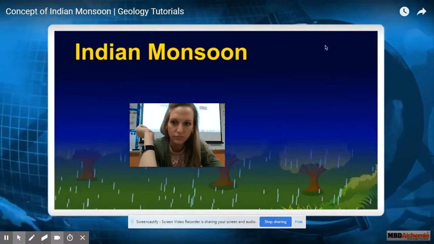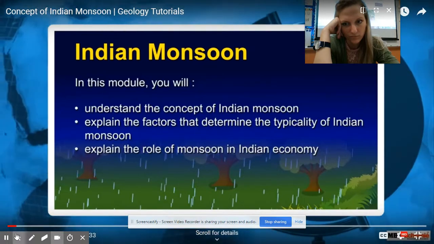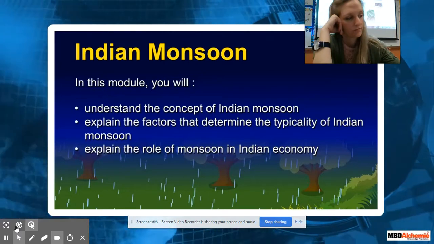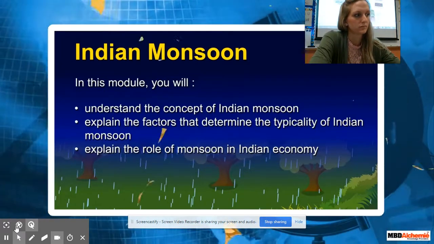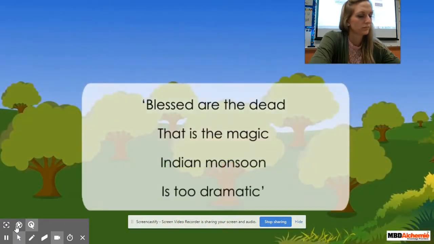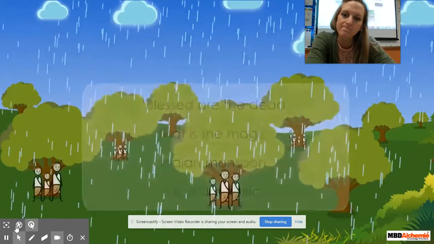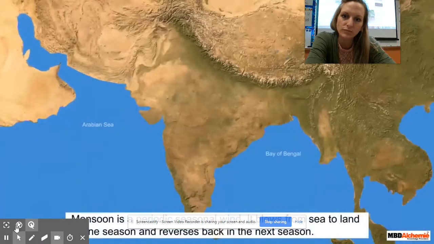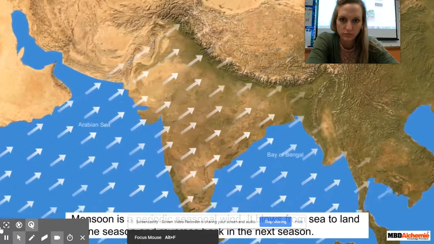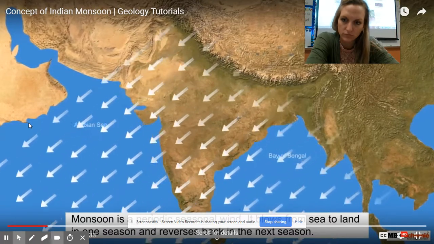Indian monsoon. In this module, you will understand the concept of Indian monsoon, explain the factors that determine the typicality of Indian monsoon, and also explain the role of monsoon in Indian economy. Monsoon. Indian monsoon. To the poets, it is magical. It is dramatic. In fact, it really is dramatic. Let us see what a monsoon is. Monsoon is a periodic seasonal wind that comes from sea to land in a particular season and completely reverses back with the change in the atmospheric conditions in the next season.